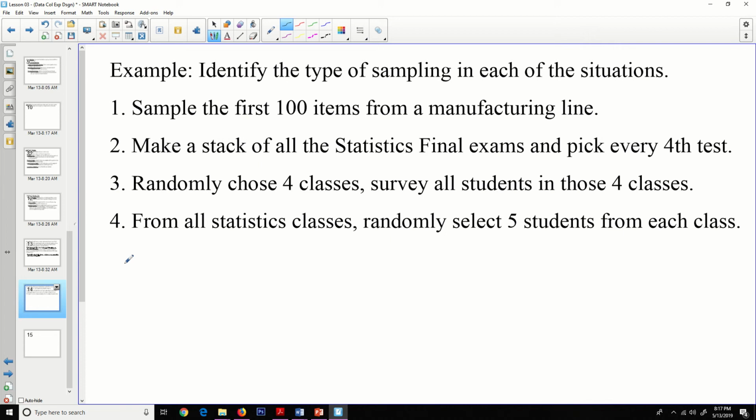5, 4, 3, 2, 1. Here are our answers. Number 1, this is clearly a convenience sample.